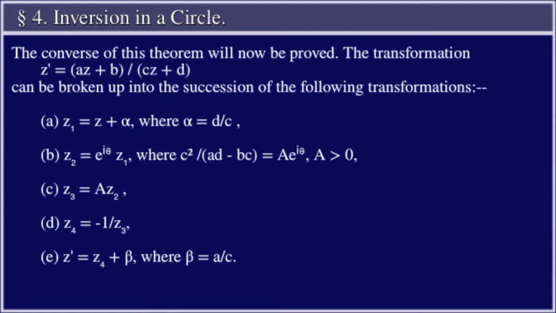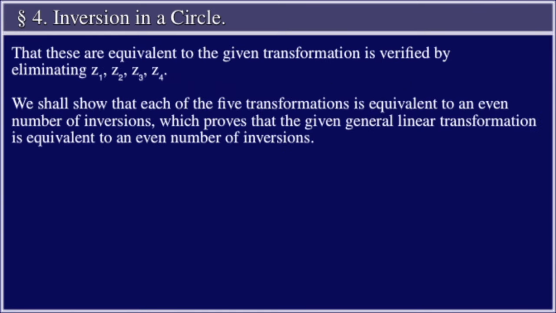C. z3 is equal to a times z2. D. z4 is equal to minus 1 divided by z3. E. z' is equal to z4 plus beta, where beta is equal to a divided by c. That these are equivalent to the given transformation is verified by eliminating z1, z2, z3, and z4. We shall show that each of the 5 transformations is equivalent to an even number of inversions, which proves that the given general linear transformation is equivalent to an even number of inversions.